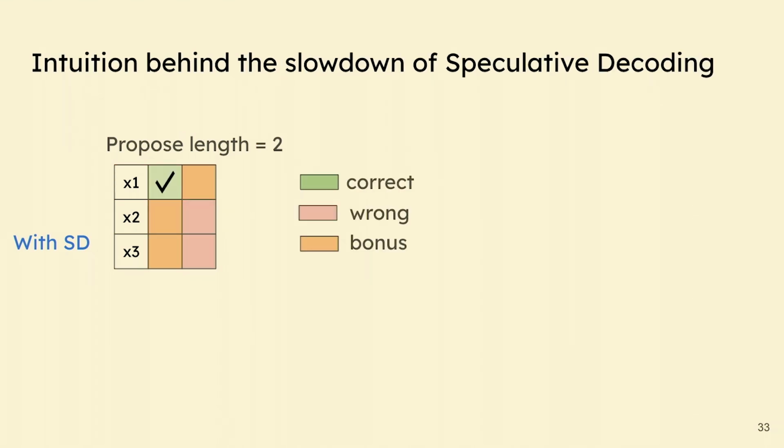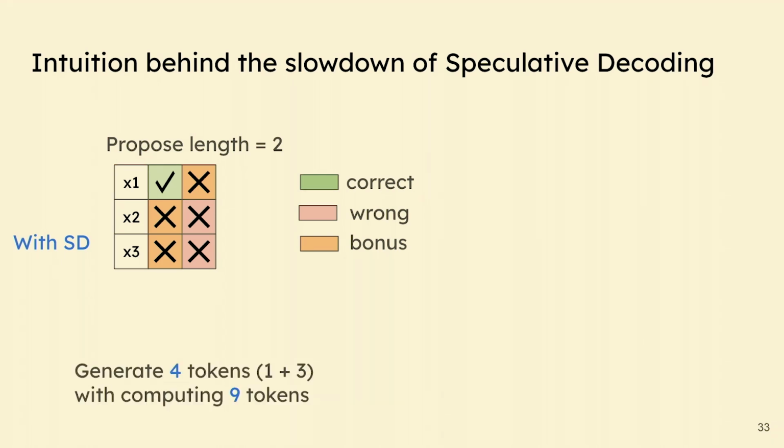Let me give you some intuition behind the slowdown. In the example here, we have 3 requests, and we propose 2 tokens for each request. So there are in total 9 input tokens. After the verification, we find that only 1 of them is correct, and we generated 4 tokens, including the bonus token, while computing 9 tokens. So we are wasting 5 tokens here. We are wasting some compute.